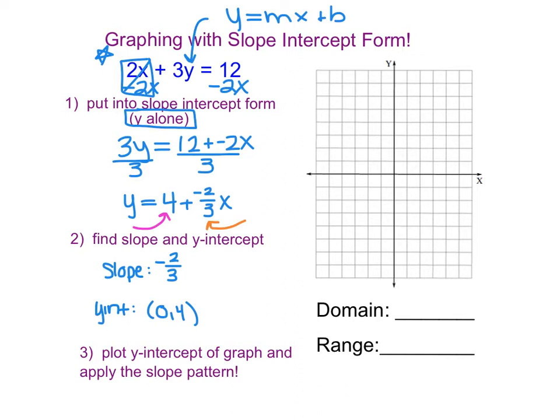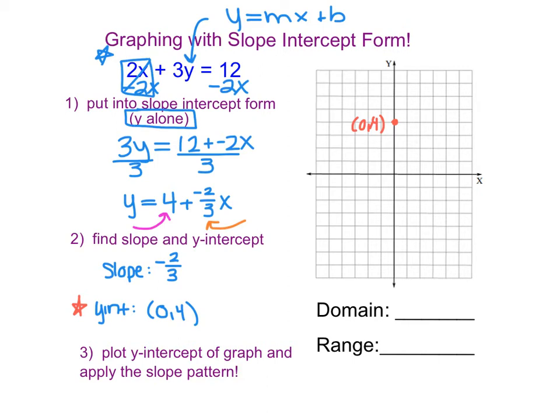So now that I have this key information, I can go to my graph and I can actually start plotting. So the first thing I'm going to do is I'm going to plot my y-intercept point because I know that that is a specific point on my line. So here I'm going to go to x is 0, y is 1, 2, 3, 4. So we have x is 0, y is 4. Then from here, I can use my slope to help me plot additional points.